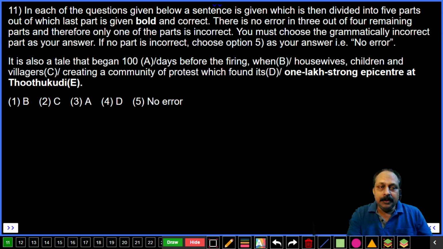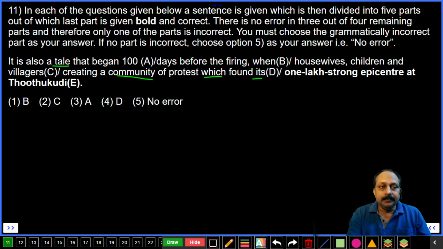It is also a tale. Tale means story, fable, myth. It is also a tale that began 100 days before the firing, when housewives, children, and villagers creating a community of protest which found its 1 lakh strong epicenter at Tuticorin. Here, community of protest which found nothing wrong, it's nothing wrong.